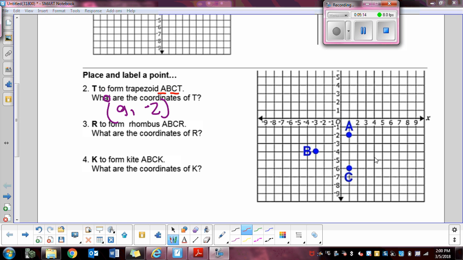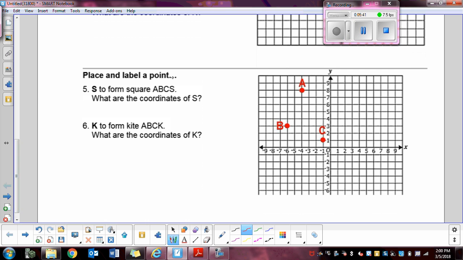I know it has to be somewhere over here, and I know my slope has to be the same, which is up 2 over 1, 2, 3, 4. And there's no other option for this rhombus. So I know that my R has to be at 5, -4. I want you guys to try the kite. Think about what you know about a kite and plot that point for K.